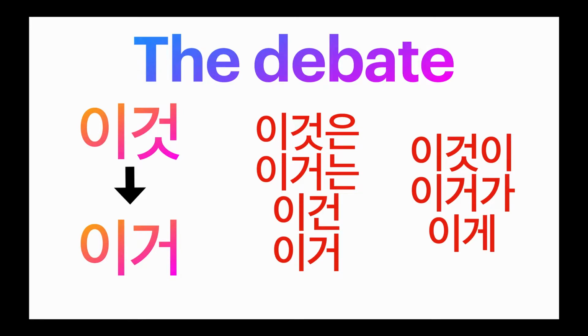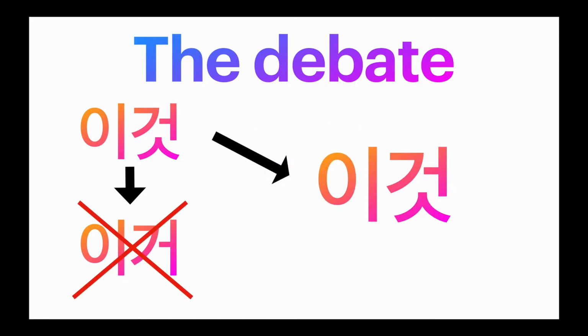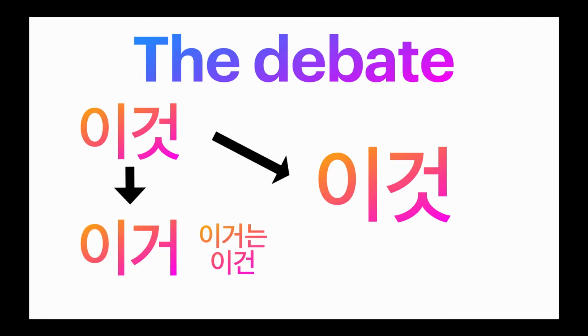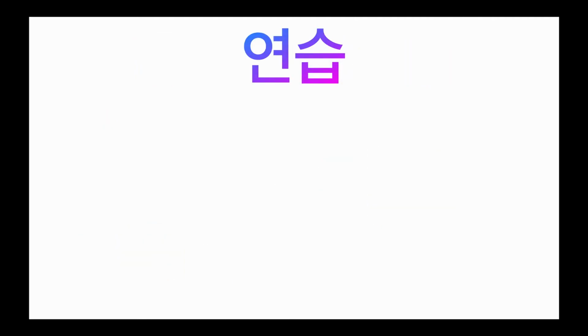For today's video and today's video only, let's go ahead and practice 이것 and ignore 이거, and then in all future videos from here on, we will practice 이거 instead. Now, if you want to go ahead and practice the spoken version right away, or if you completely agree with this entire mentality, you can go ahead and practice 이거 with the topic particle 이거는, or the abbreviated form 이건, completely your choice as to which one to use. Alright, let's go ahead and get to some 연습.